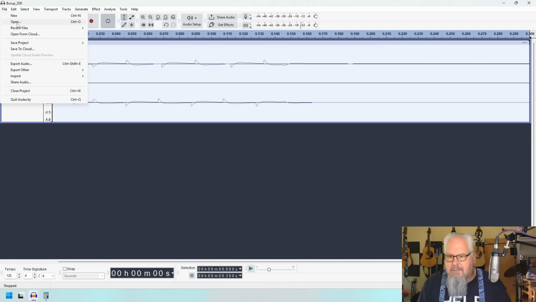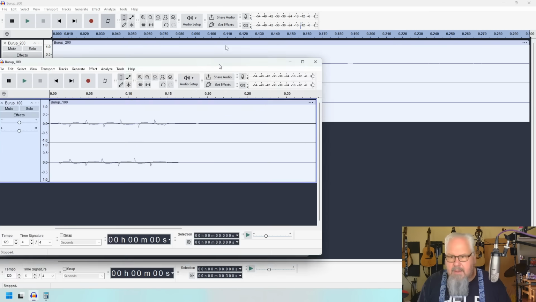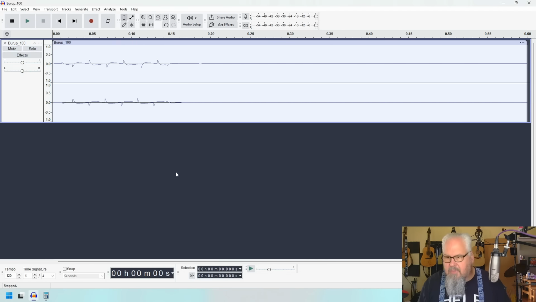If I go in, let's grab a slower one. So we'll grab 100. Now same math. So if I do math here, so once again we clear it out, and we do 60 seconds divided by 100 is 0.6. So it's double that. So let's loop this one.